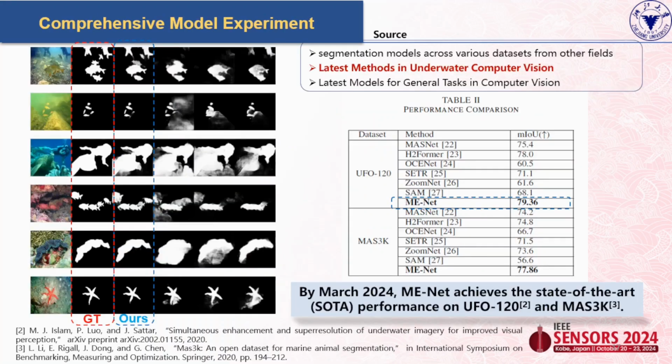To compare MENet against other state-of-the-art work, we tested our model on two widely used underwater datasets, UFO120 and MAS3K, as presented in the table. MENet achieves the highest mIoU, which means mean intersection over union, on both datasets. The comparison images on the left demonstrate that MENet consistently delivers more accurate object boundaries and segmentation results compared to previous methods, effectively handling the noise and variations in object size.